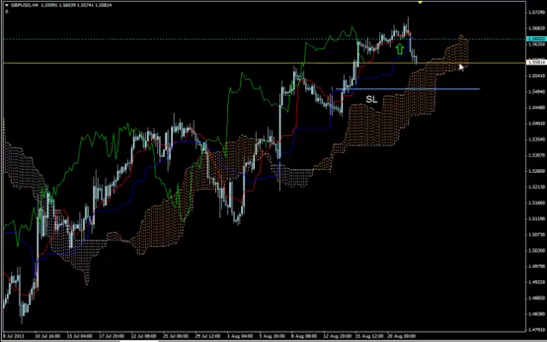I'm using what else? Ichimoku Kinko here, my favorite system, and let me recap here for you. The turquoise line is our long entry line, the long entry level according to our signal. This light blue line here is our stop loss placement line for the pair, and we see that the pair has made a bearish move.